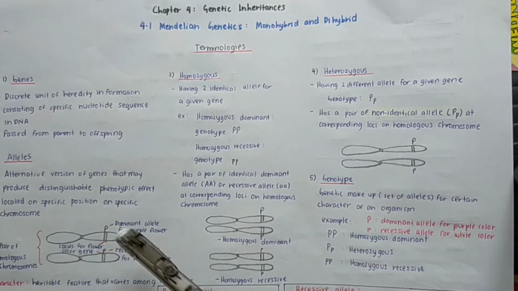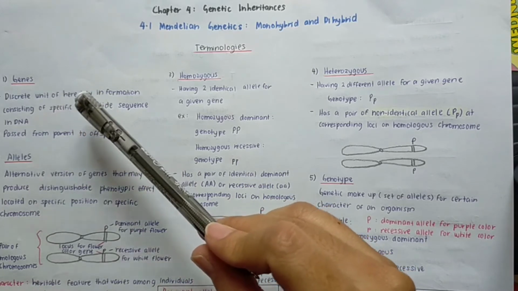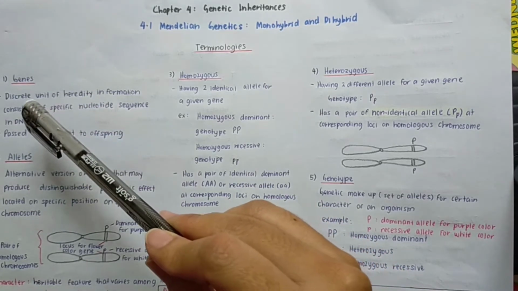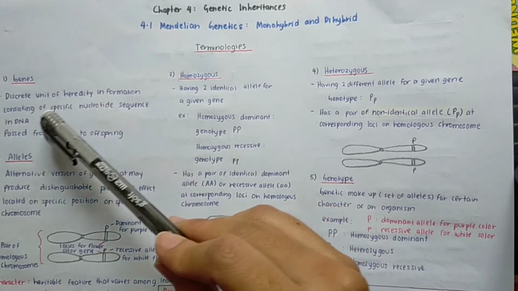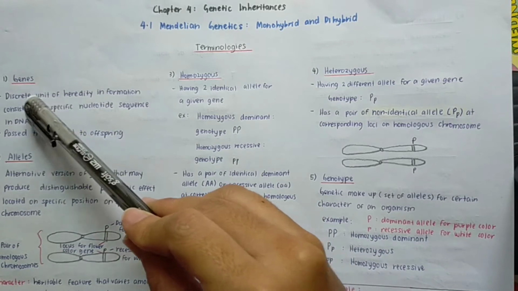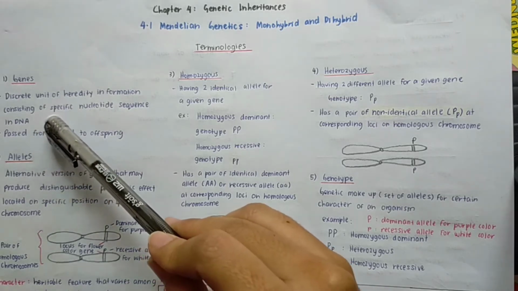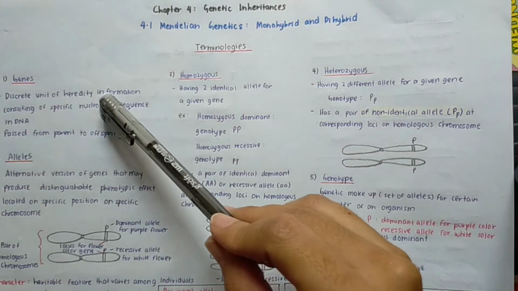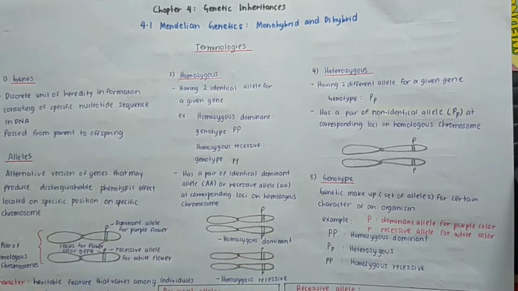First of all, you look at the first one. The first one is genes. So what is genes? Right here, you can see genes refers to the discrete unit of heredity information consisting of specific nucleotide sequence in DNA. It means that genes are located in the DNA, which consists of a specific nucleotide sequence. And then genes can be passed from parent to offspring.